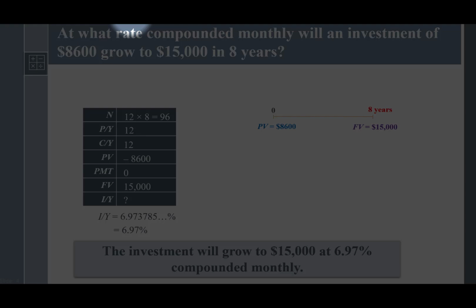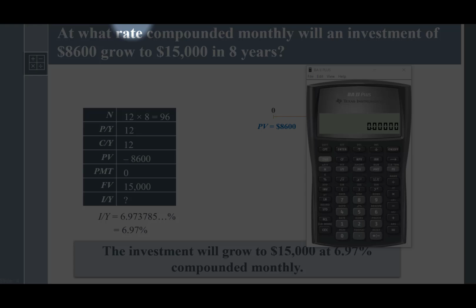Now let's grab the calculator and see how to enter these values in the calculator. So as you can see, I brought in the calculator. Keep in mind, as we mentioned several times, the first thing you need to do is press second, clear TVM, which is on the future value button, to clear everything in the calculator and the worksheet. So we're going to press 96 and press N, and you will see that 96 is stored in N.